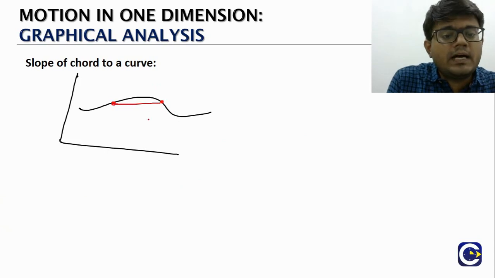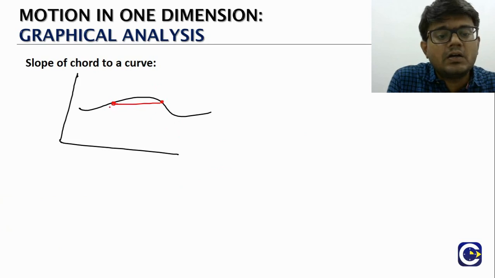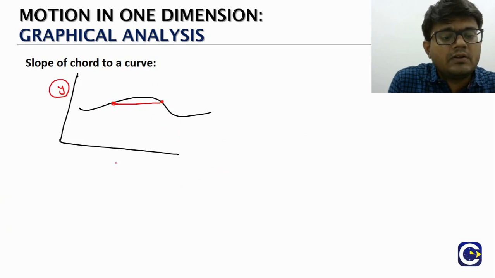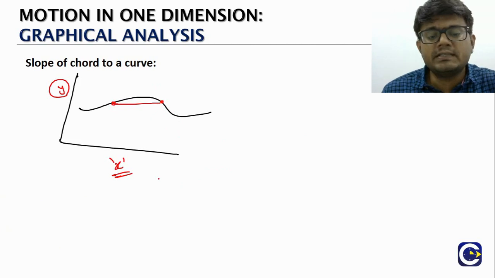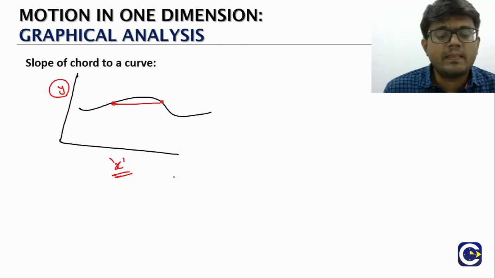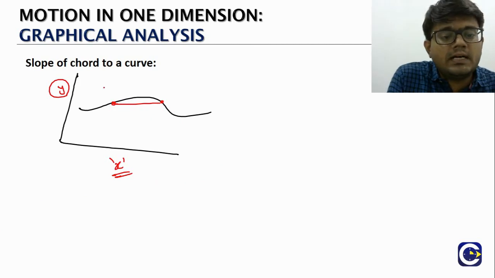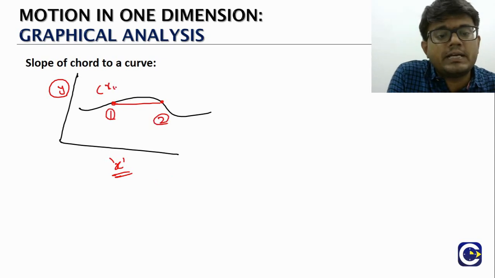Now let's say this is the graph of y with respect to x. So y is depending upon x. In this we can mark the coordinates of the points. Let us call it the first point and the second point. The first point coordinates can be x1, y1. The second point coordinates can be x2, y2.